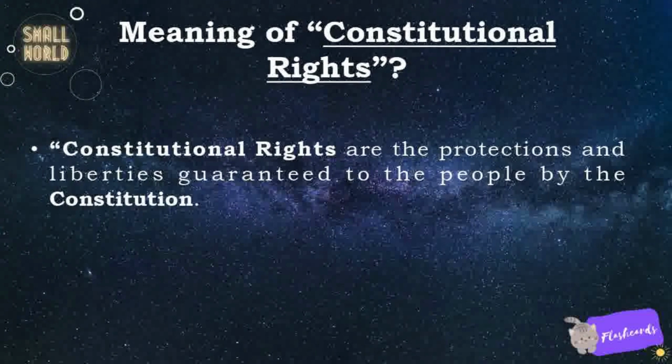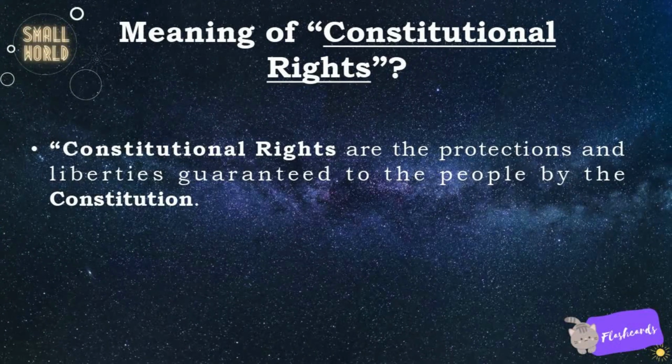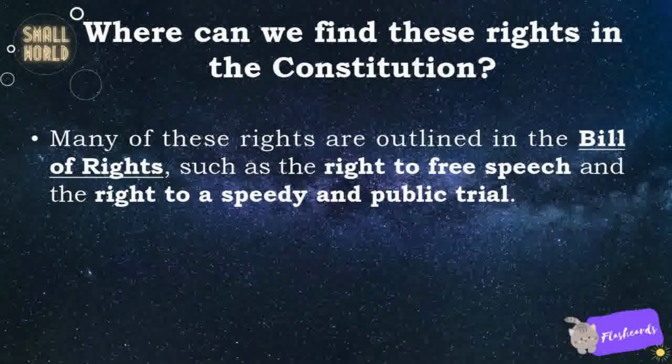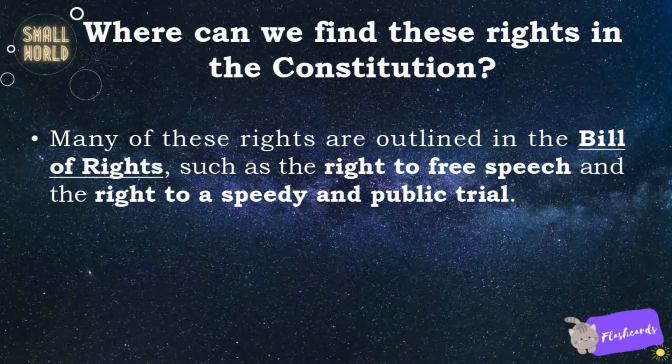Meaning of constitutional rights? Constitutional rights are the protections and liberties guaranteed to the people by the Constitution. Where can we find these rights in the Constitution? Many of these rights are outlined in the Bill of Rights, such as the right to free speech and the right to a speedy and public trial.